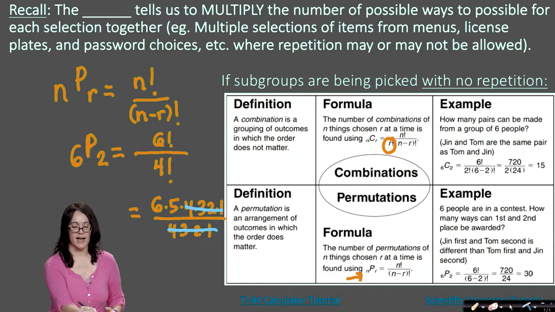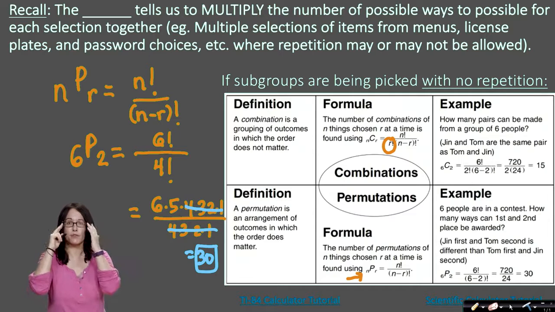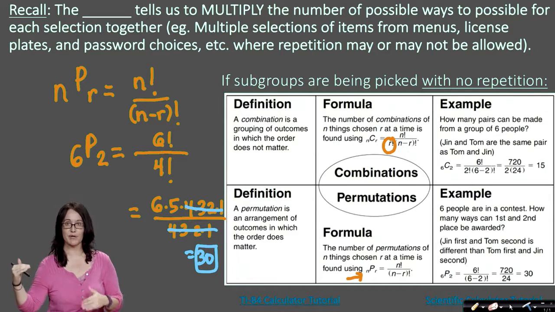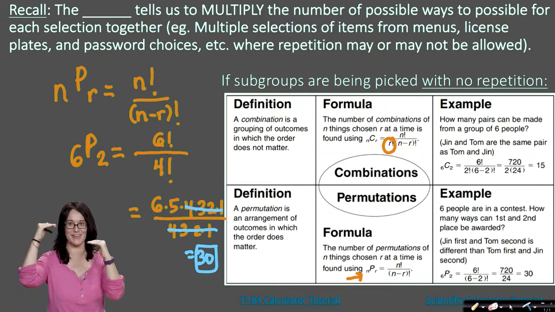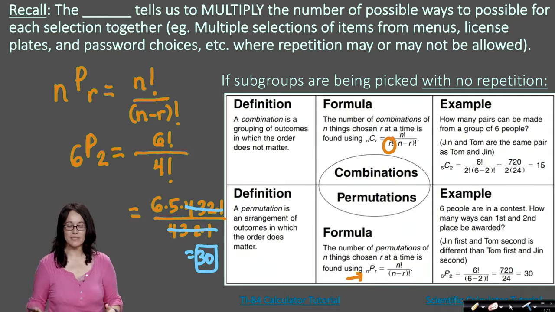So 6 times 5 does give you the 30. So the answer to that question would be 30. There are 30 ways that you could select a first place winner and a second place winner, where order matters, right? They're different outcomes, for 6 people in this contest.